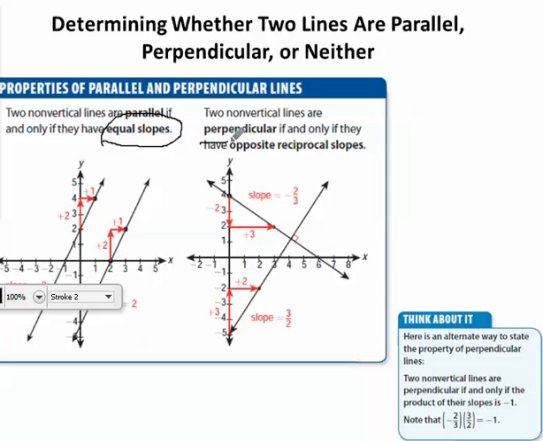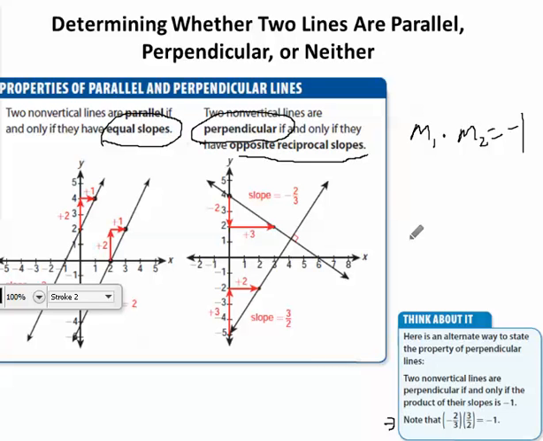How do I determine if they're perpendicular? This is something your math teacher in geometry should have taught you. What you do is you find out if their slopes are opposite reciprocal slopes. What am I talking about there? I'm going to multiply slope 1 times slope 2, and I'm going to see if I get a negative 1. That's what it's talking about right down here. It took the negative 2/3 times the 3/2, and it got negative 6 over 6, and that's negative 1.